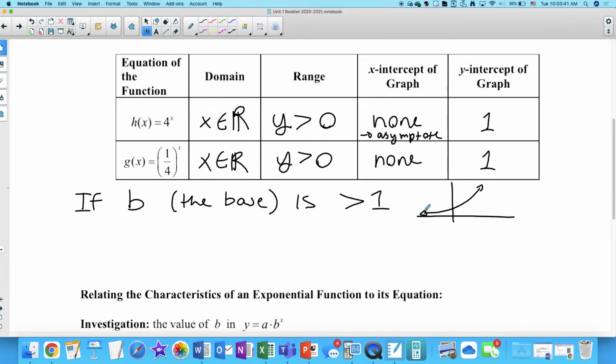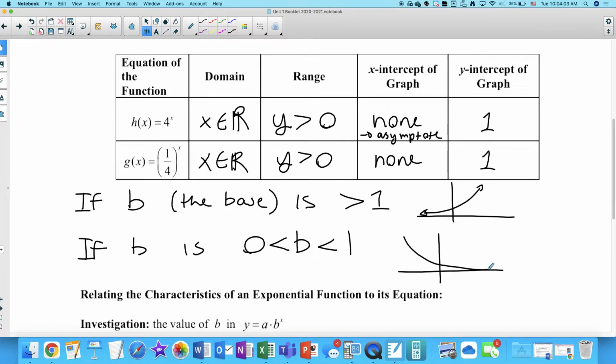Okay? If the base is between 0 and 1, then it's going to go in the opposite direction because now I'm multiplying by something less than 1, so I get smaller and smaller and smaller. Whoops, that actually touches, but there we go.